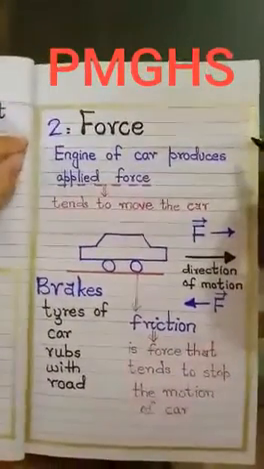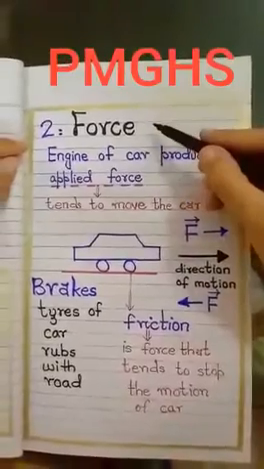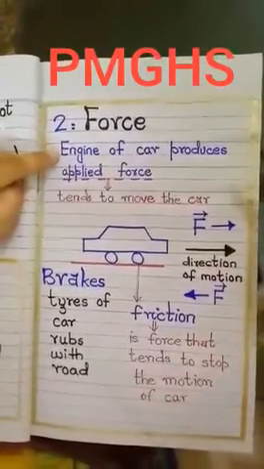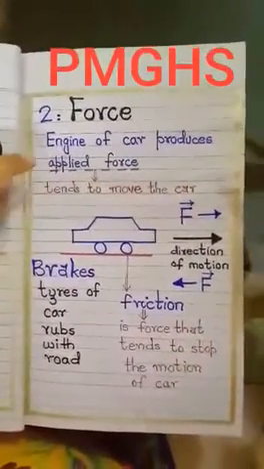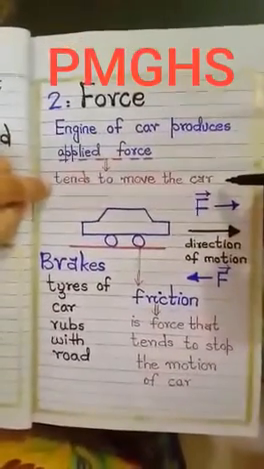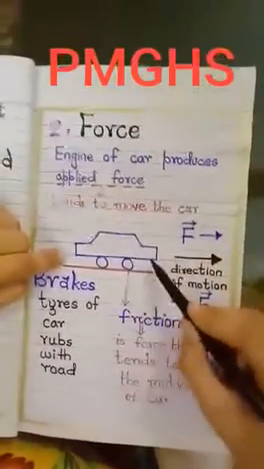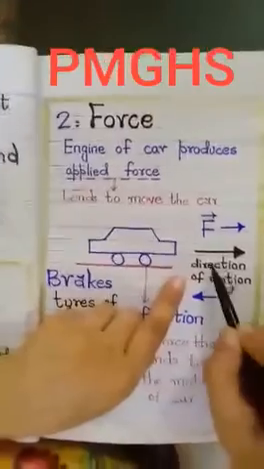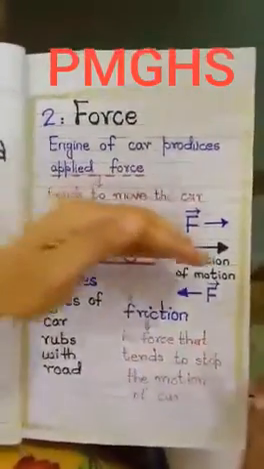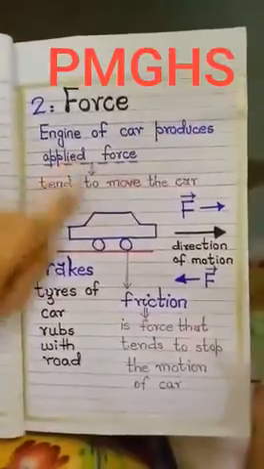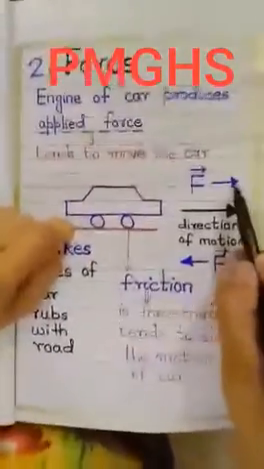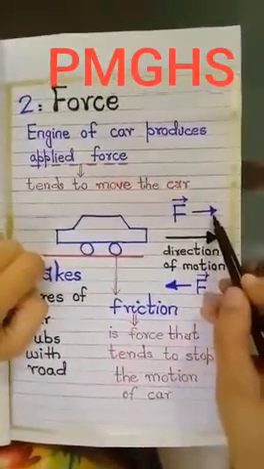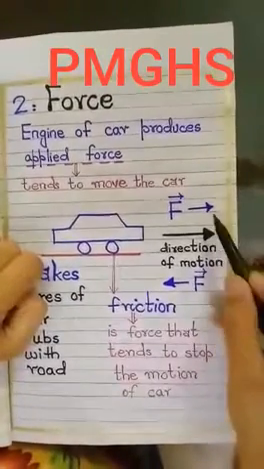Now I am giving you another example of a vector. Force. Force is a vector quantity. Suppose the engine of the car produces applied force. Applied force is the force that tends to move the car. So when the car starts moving, this black arrow shows the direction of motion. Direction of motion here means the direction in which the car is traveling. Applied force starts the motion of the car, so the direction of the applied force is shown by the blue arrow. So the direction of applied force and direction of motion is the same.